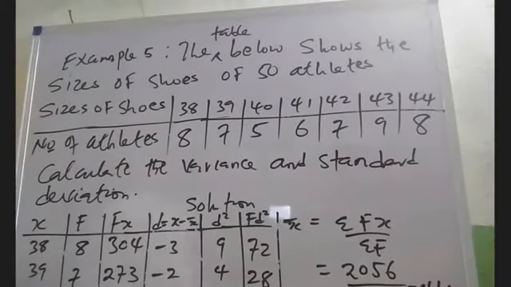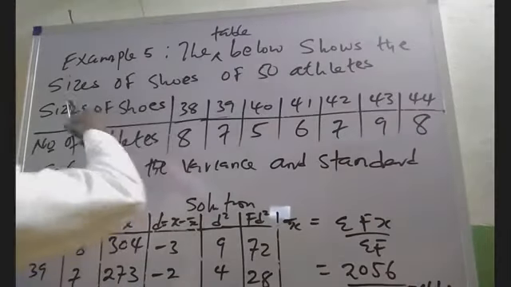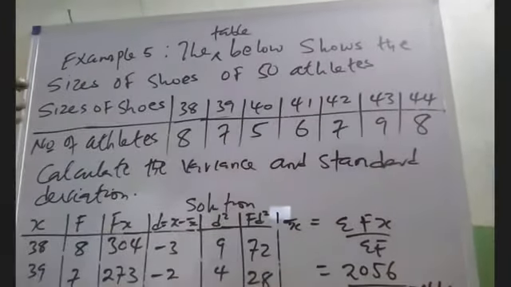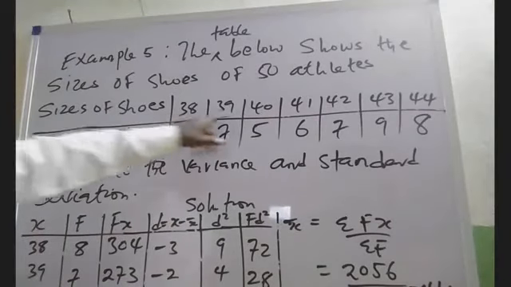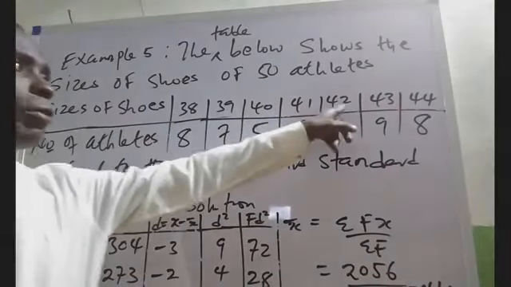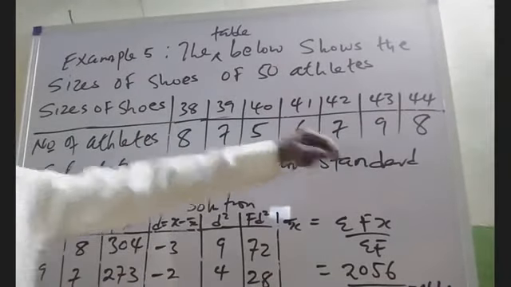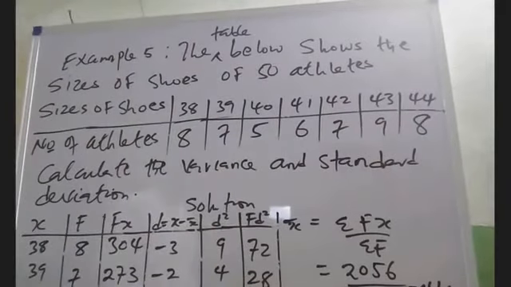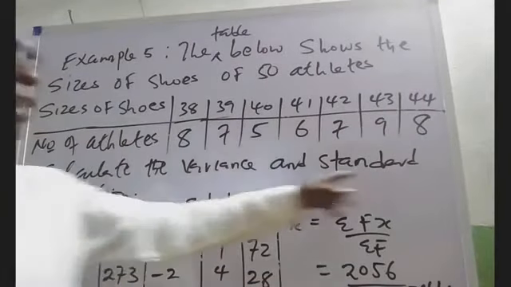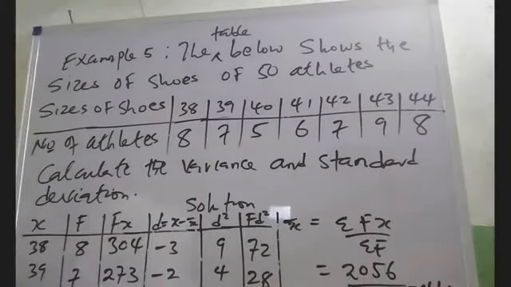So we have example 2. Example 4, the table below shows the sizes of shoes of 50 athletes. This is the size of shoe. We have 38, 39, 40, 41, 42, 43, 44. And these are the numbers of athletes. Now, we are asked to calculate the variance and the standard deviation.